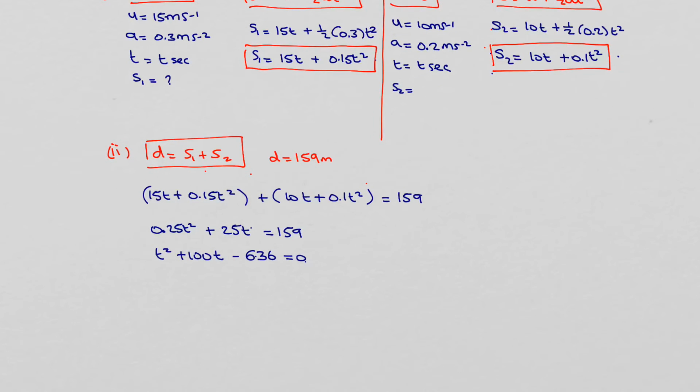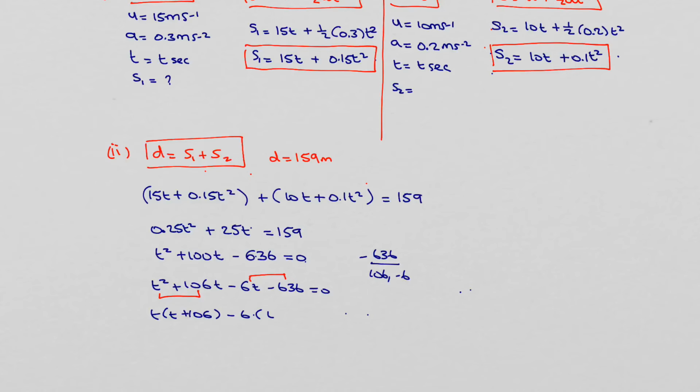So if I'm looking at that there, my factors of minus 636 are 106 and minus 6. So if I sub that back in, we have t squared plus 106t minus 6t minus 636 equals 0. And if I group the first two, group the second two, take out your highest common factor, we end up with t times (t plus 106) minus 6 times (t plus 106) is equal to 0. So our two factors are (t plus 106) times (t minus 6) equals 0.